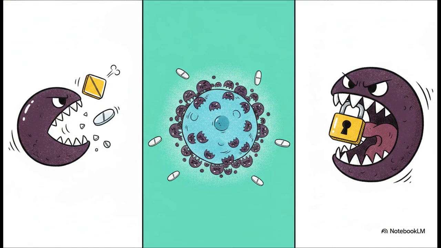Let's rapid-fire the high-yield facts for the worst offenders. First up, ESBLs, or extended-spectrum beta-lactamases. They are infamous for chewing up 3rd-generation cephalosporins, like ceftriaxone and aztreonam, but they do not degrade carbapenems. Next is AmpC. This one is chromosomally encoded in your ESCPM organisms, like Enterobacter.